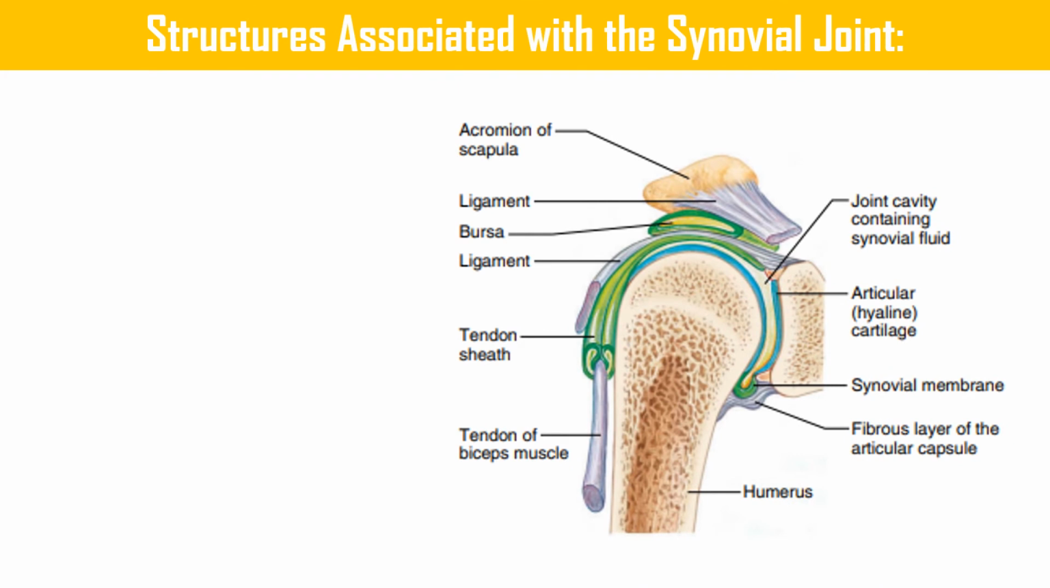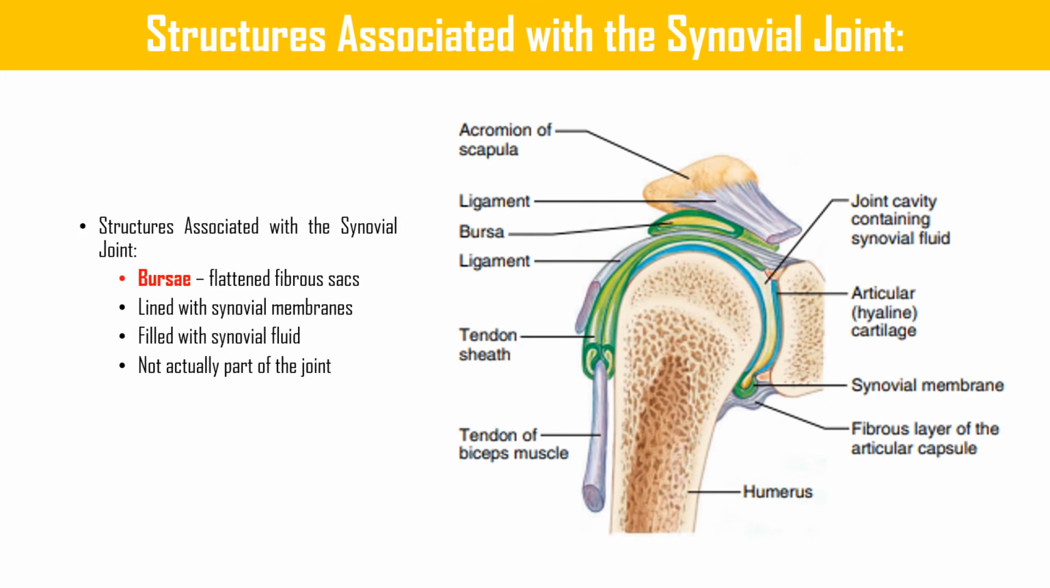Structures associated with synovial joint. Associated with synovial joint include bursae, flattened fibrous sac, lined with synovial membrane, filled with synovial fluid, not actually part of the joint. Tendon sheath, an elongated bursa that wraps around a tendon, is called tendon sheath.